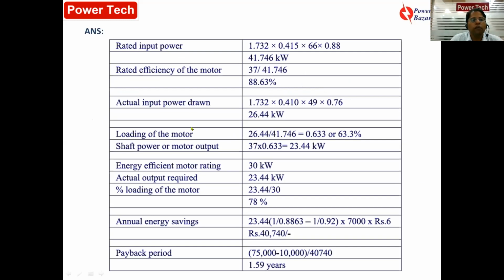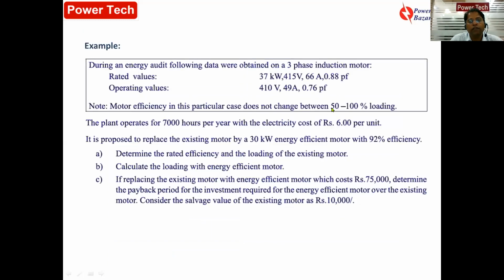Now what is the loading of the motor? We know rated input power is 41 kilowatt, but the actual motor input drawn is 26.44 kilowatt. Here we don't divide with the output load because we don't know that. So loading of the motor will be 26.44, the actual input power drawn, divided by rated input power. So loading is 63.3%.